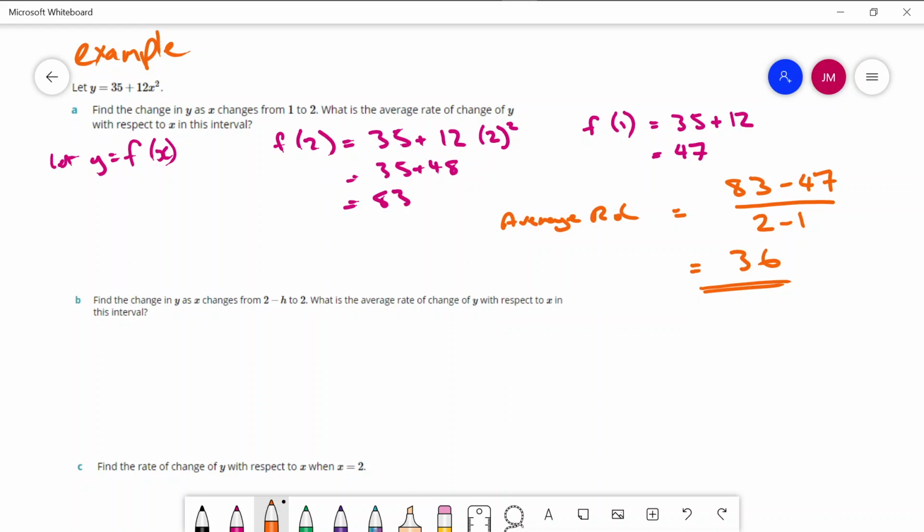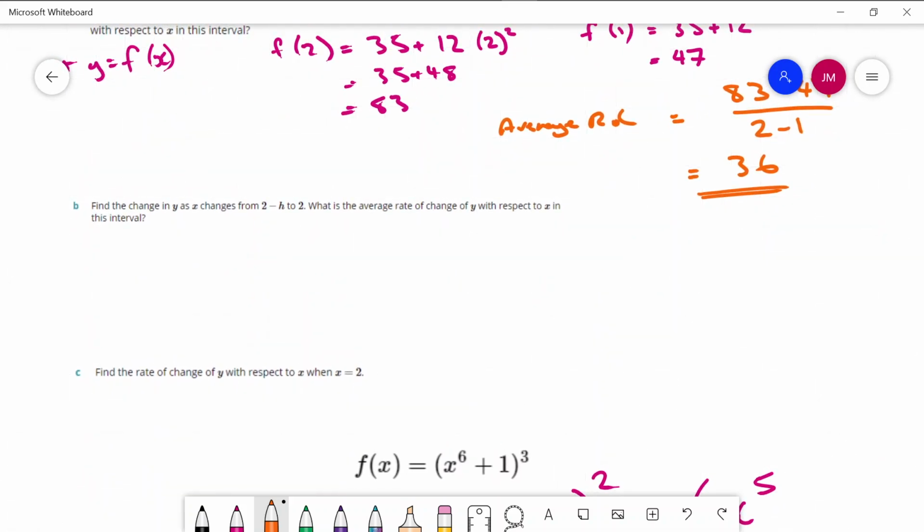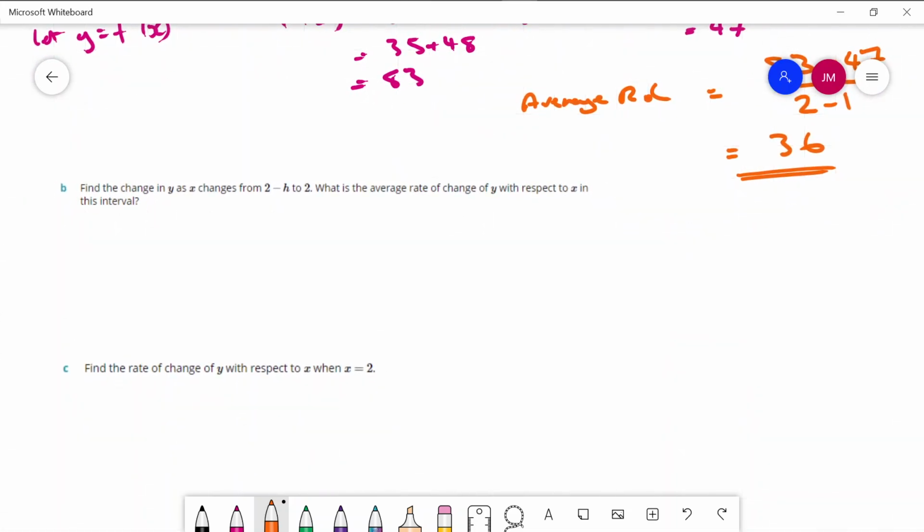Now, for part B, it says find the change in y as x changes from 2 minus h to 2. So now we're trying to find a more general one. And we can see that it looks similar to when we did differentiation by first principles. So, same process, we've got 2 points, 2 minus h and 2. So we want to find the original function at 2 minus h, and the original function at 2, which we found already, was 83, wasn't it? We know that from part A, so we don't have to do that working out again.